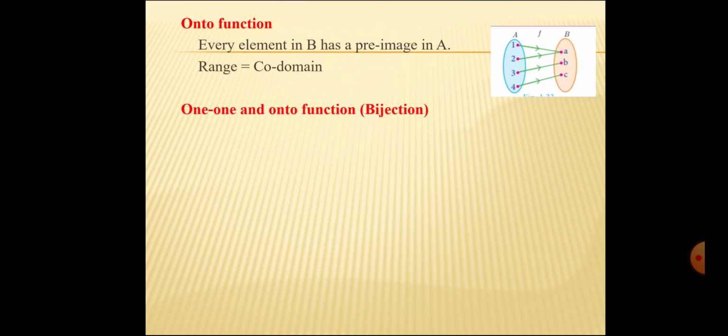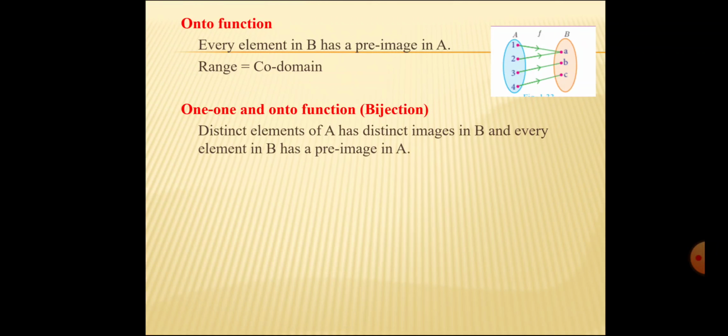Next one, one-one and onto function. Here we denote it bijection. A function that is both one-one and onto is shortly denoted bijection. One-one function you already know: distinct elements have distinct images. What is an onto function? Shortly denoted, range is equal to codomain.